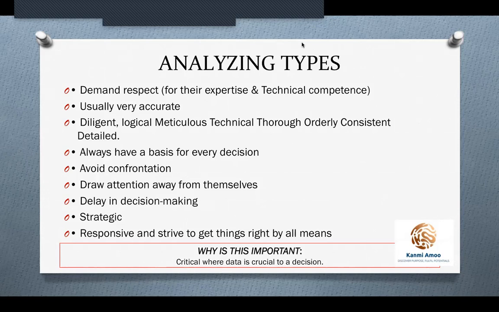So both personality types need to know their weaknesses and learn to overcome them. Likewise, analytical people also are responsive and they strive to get things right by all means. They are very responsible. Their responsibility drives them to say, look, I must not be wrong. They are responsible people, naturally.